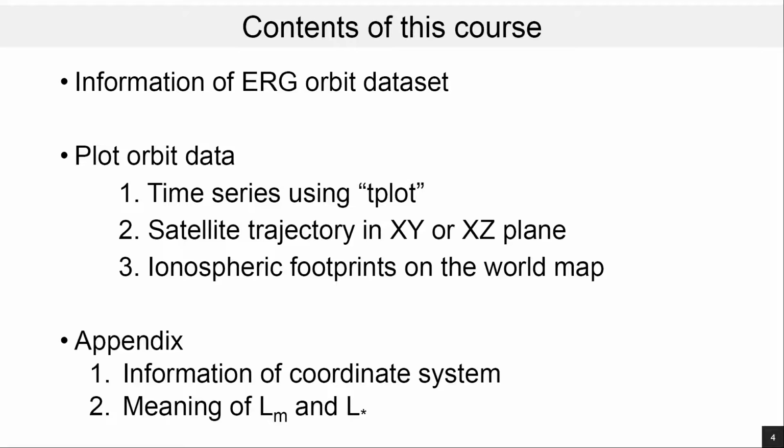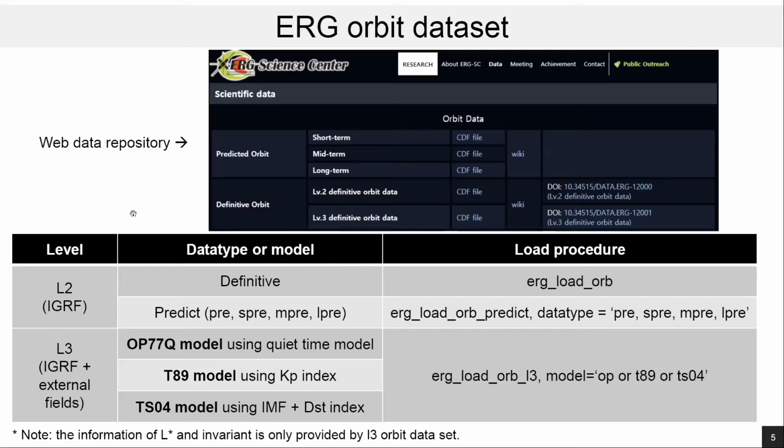Then, in the second chapter, we provide the information on how to plot the orbit data. Especially in this movie, we provide a time series using tplot and space trajectory in the xy or xz plane in space. Finally, we provide the information on how to draw the ionospheric footprint on the world map. Also, this handout provides additional information such as the coordinate system and the meaning of the L-value and the L-star.